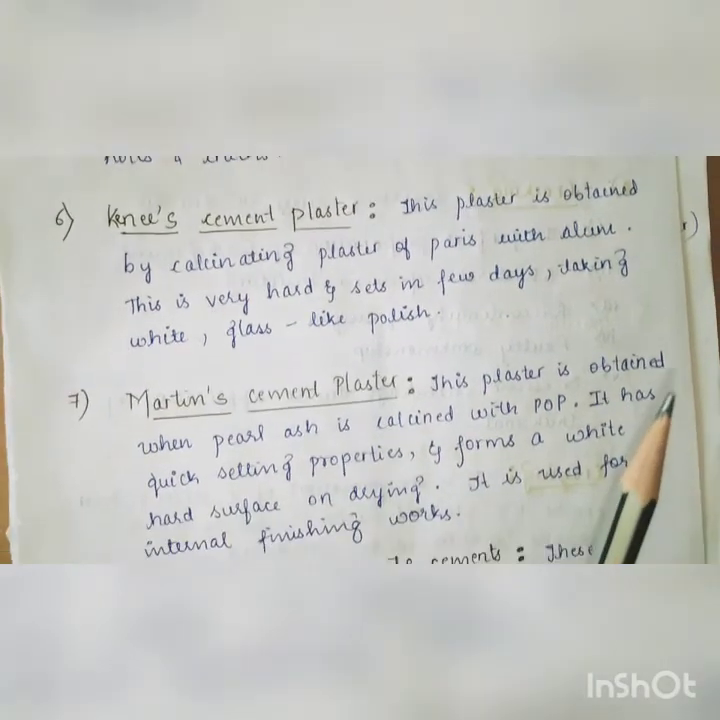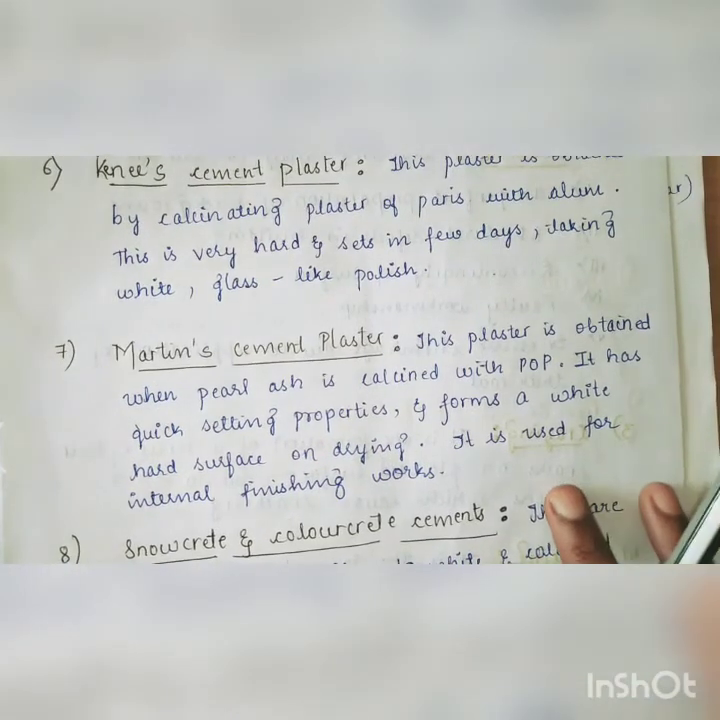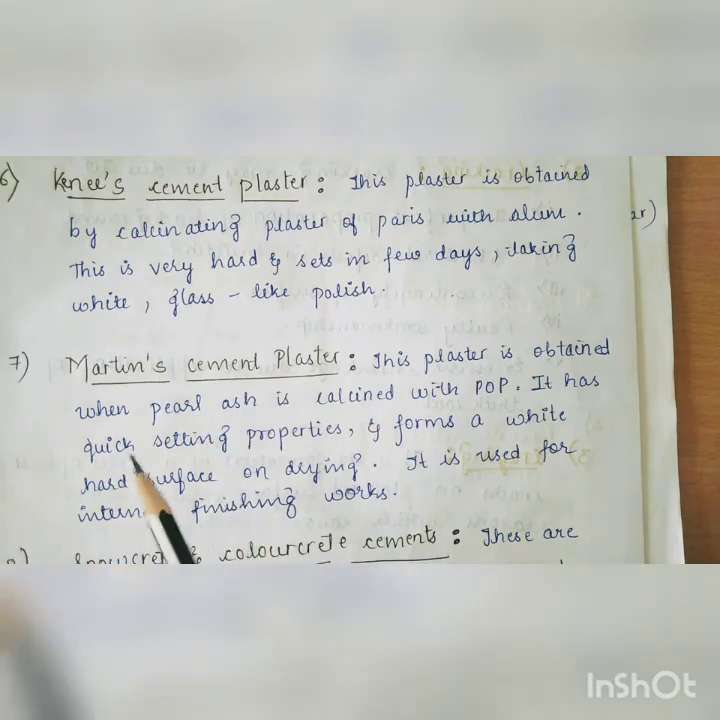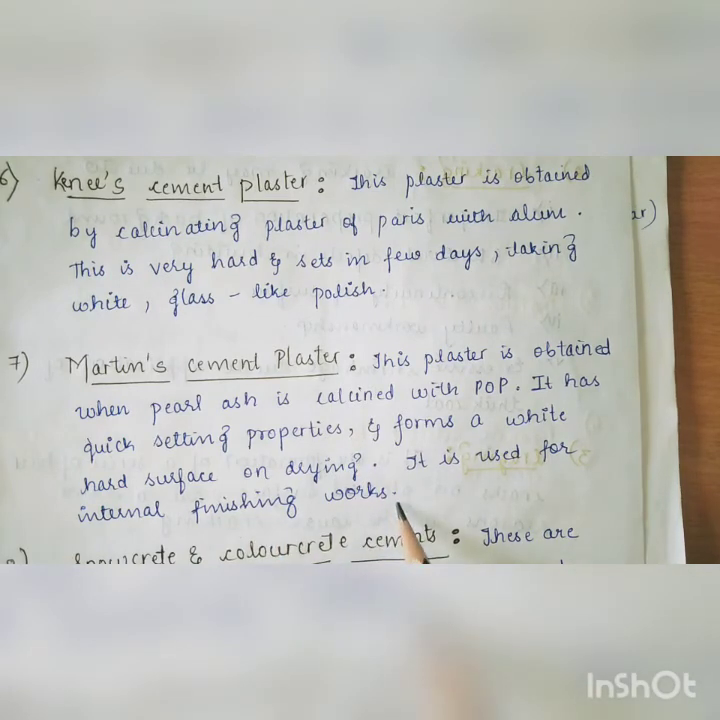Next one is the Martin's cement plaster. This plaster is obtained when pearl ash is calcined with the POP. POP is nothing but plaster of Paris, and it has quick setting properties and forms a white hard surface on drying. It is used for internal finishing works. It will work as a plaster of Paris only, but the hardening properties of this plaster will be high compared to the POP. And the application is also the same as the POP.